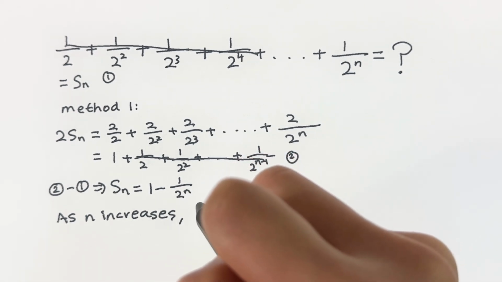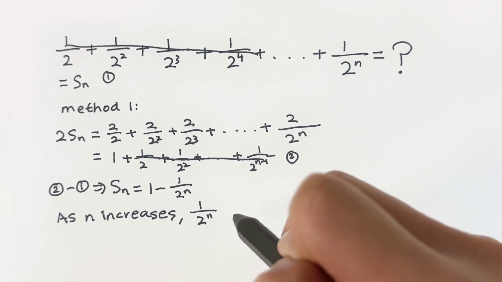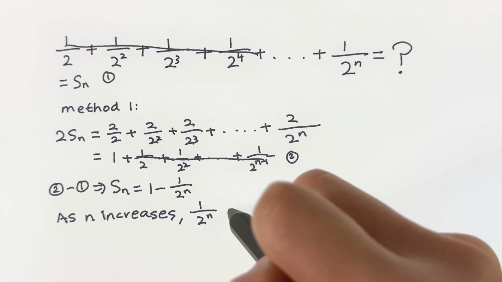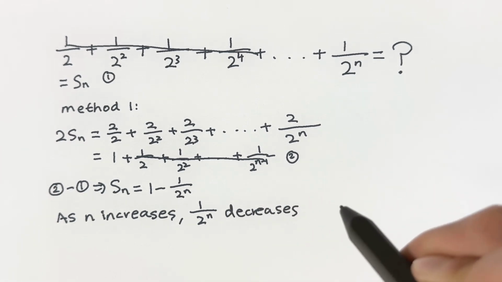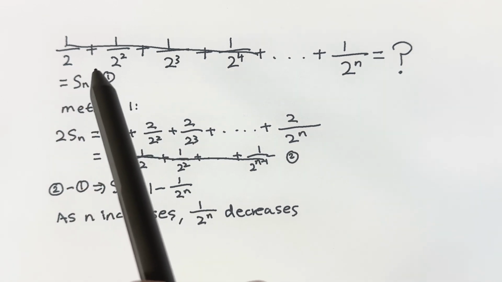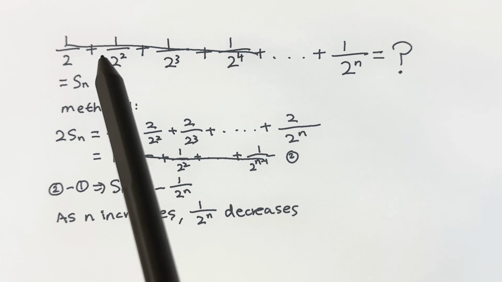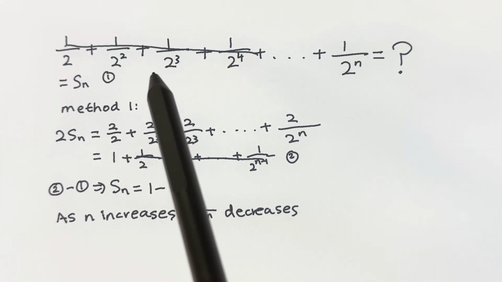1 over 2 to the power of n will decrease. Or in other words, it approaches 0. Because 1/2 is 1 over 2 to the power of 1. 1 over 2 to the power of 2 equals to 1/4. 1 over 2 to the power of 3 is 1 over 8. And they just keep on decreasing.